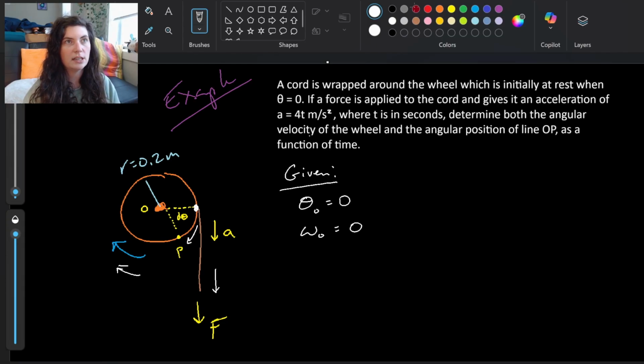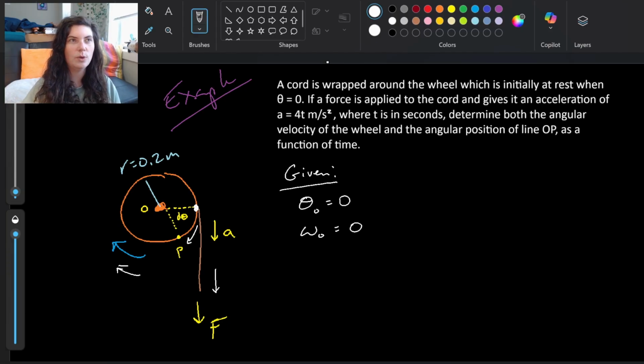Then it tells me I've got an acceleration of a equals 4t meters per second squared. And there's a couple of important indications in that acceleration. One is that it doesn't say angular acceleration, it just says acceleration. So it is just giving a, not angular acceleration, not alpha. It does not say alpha, it gives just a. Two is that we can also tell because it says meters per second squared and not radians per second squared. That's another good indication that that is just acceleration a, not angular acceleration alpha.